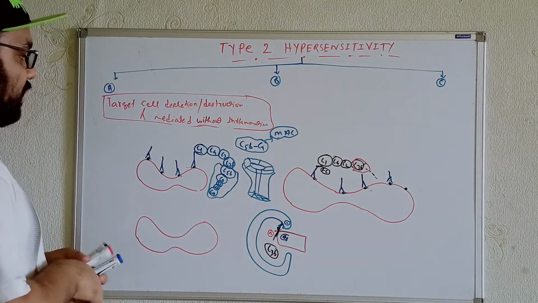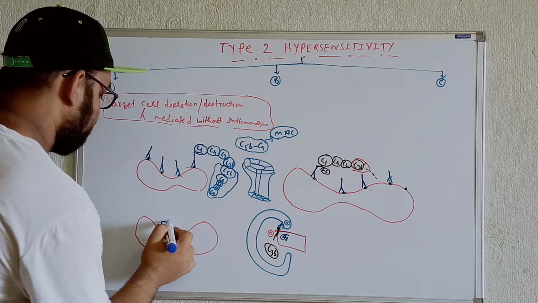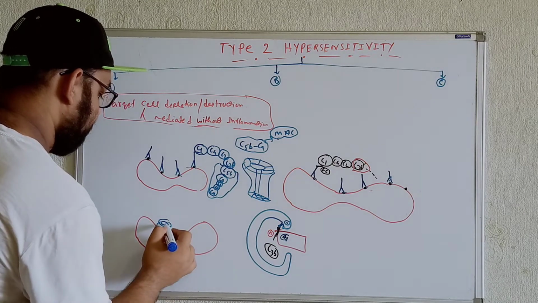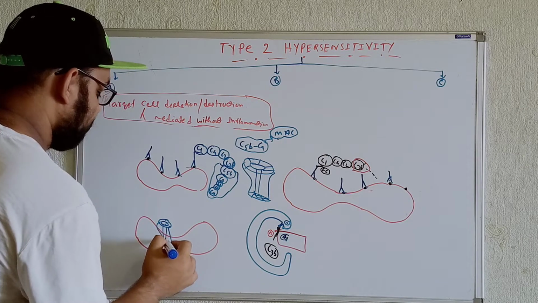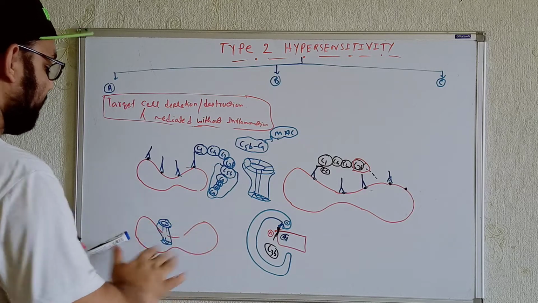Now, after the formation of the MAC, that will come over here, and that will form the drills, that will form the pore. As a result, whenever the pore is formed, definitely there will be what?